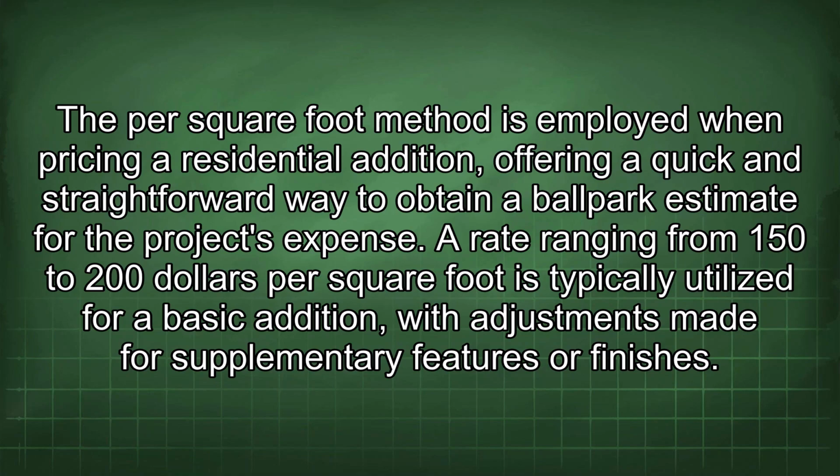The per square foot method is employed when pricing a residential addition, offering a quick and straightforward way to obtain a ballpark estimate for the project's expense. A rate ranging from $150 to $200 per square foot is typically utilized for a basic addition, with adjustments made for supplementary features or finishes.